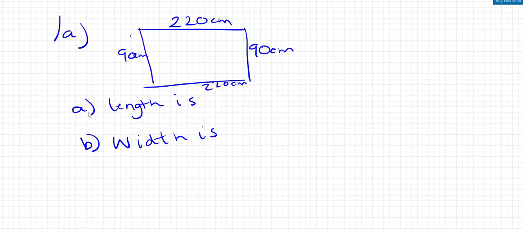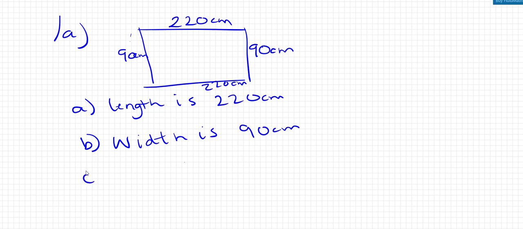Okay, so A asks us, what is the length of the table? Well, we know it's 220 centimeters. And then what is the width? Well, the width is 90 centimeters. And once again, it was length by width, so 220 was the longer side.